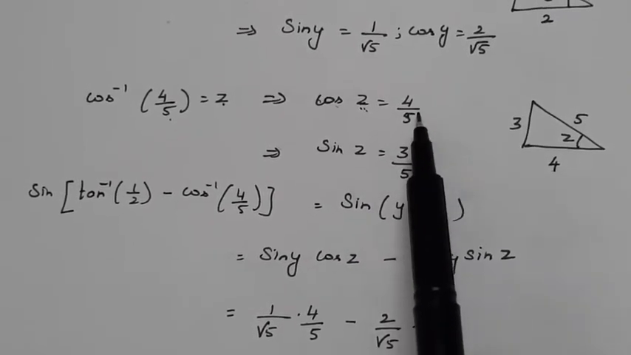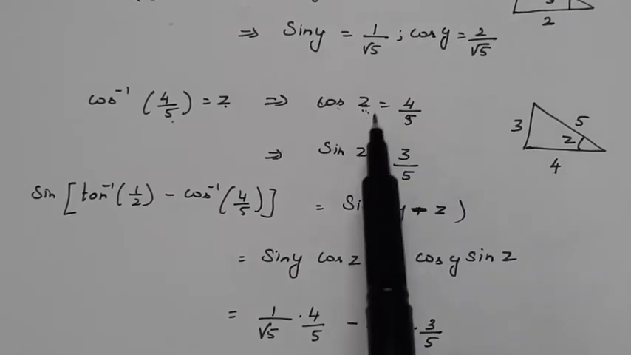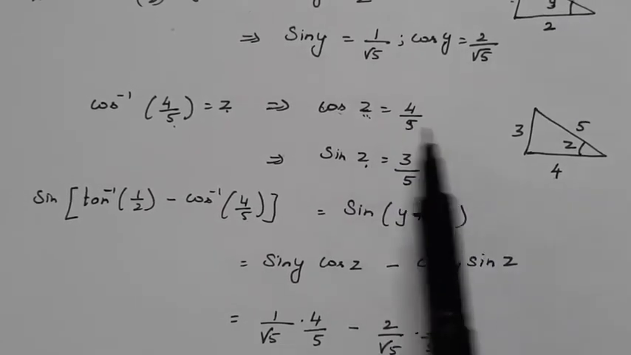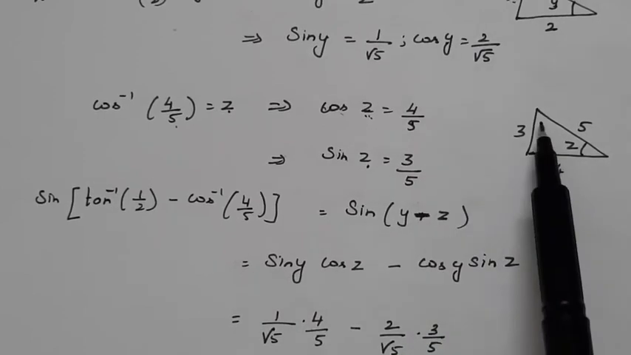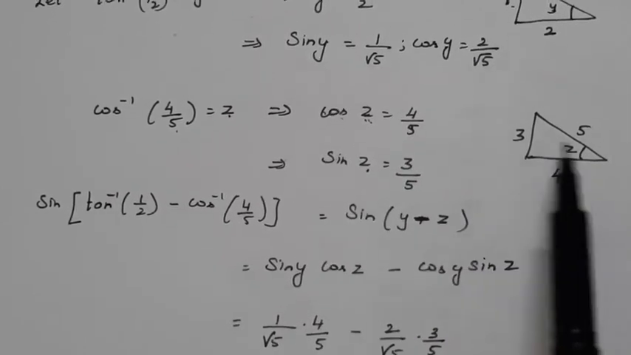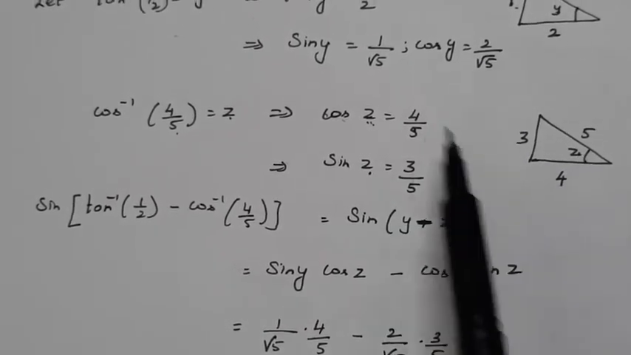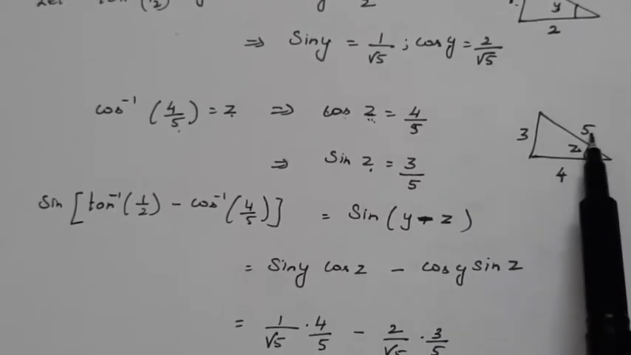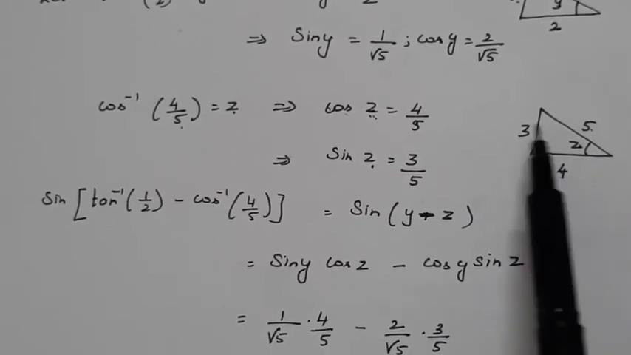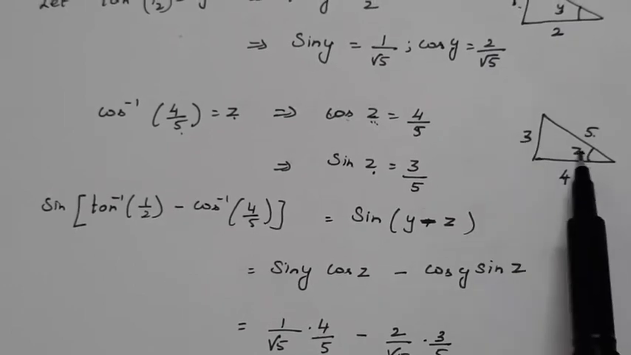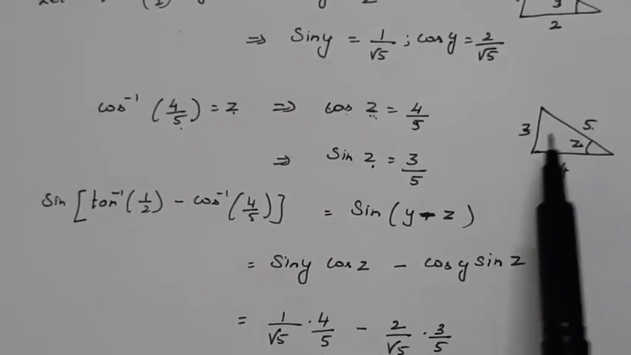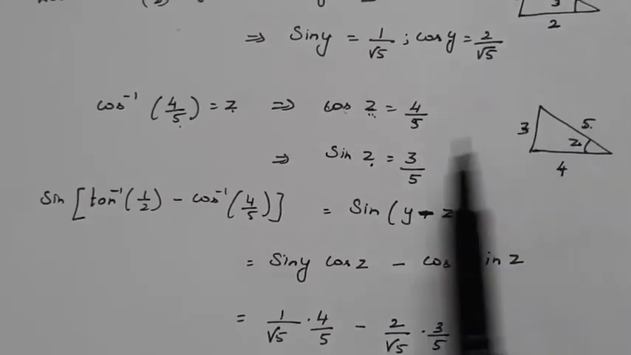So in that case, you have to find out sin z. Already cos z is there, so find out sin z. Cos z is 4 by 5, so by the Pythagoras theorem, adjacent side is 4, hypotenuse is 5. By the Pythagorean triple, the opposite side would be 3, and hence sin z is equal to 3 by 5, opposite by hypotenuse.